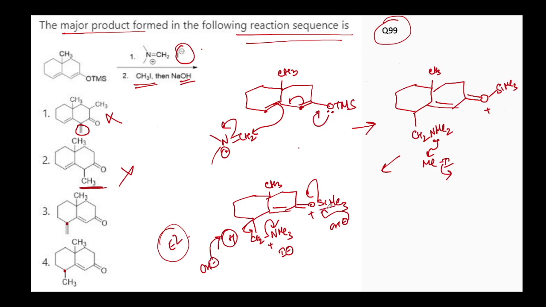Alright, I think the silicon is going to be removed by the iodide only, because that is present in the first step. It has to be removed in the first step only, right? So this will be free in the first step. And OH minus is only used for E2 elimination. That is going to give you this product, option number 3.